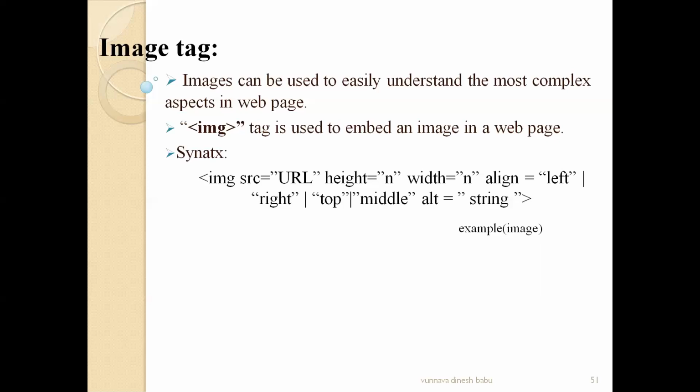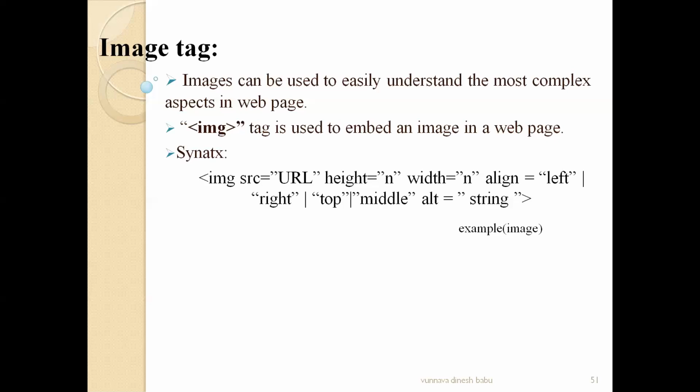So if we want to insert images into our web page, then we have to use a tag called the img tag. This img tag consists of the following attributes. The attributes for this img tag are src, which means source, height, width, align, and alt, which means alternative.